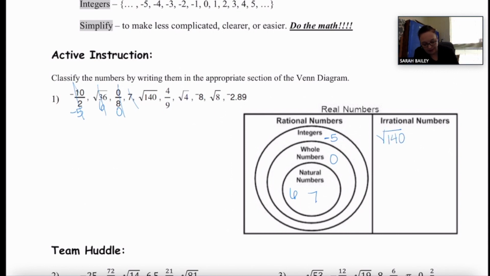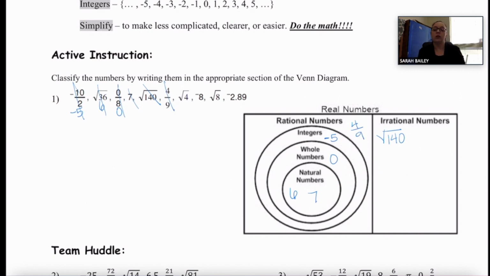Okay, next. Now we're looking at 4/9. Is 4/9 irrational? No, it's written as a fraction, so it's not irrational. So it goes over here in the rational section. Is 4/9 an integer? No. So we can actually stop right there. We can't go any further. If it's not an integer, then it's not a whole number or a natural. It's just rational. So it's going to go in the rational section.